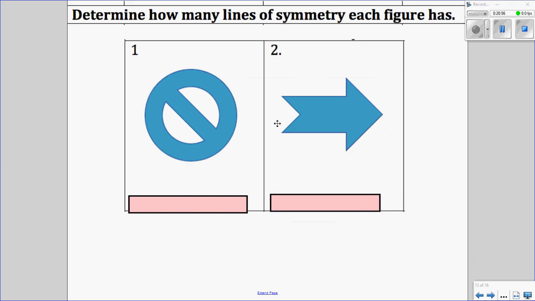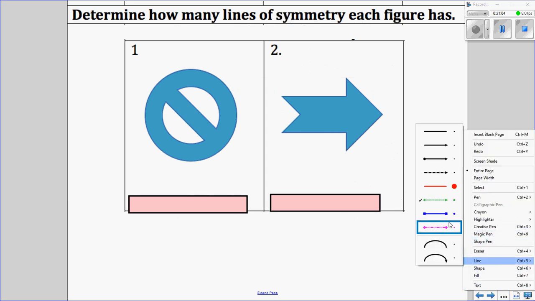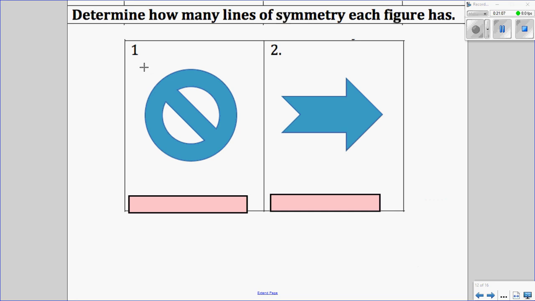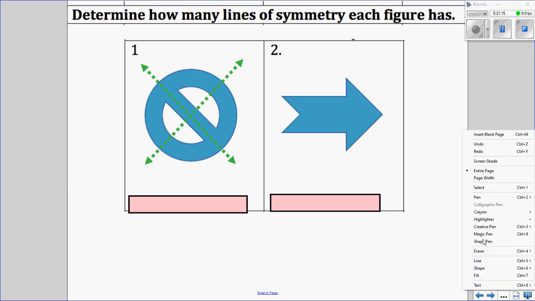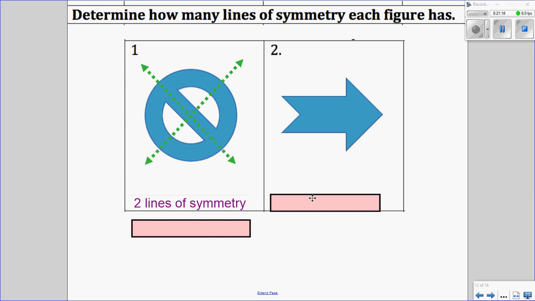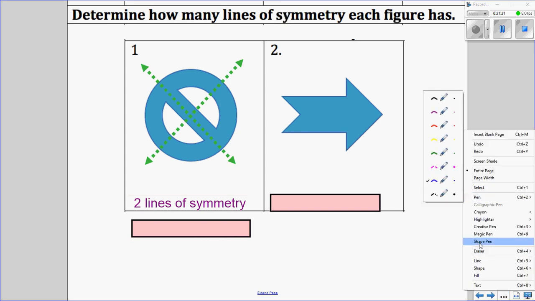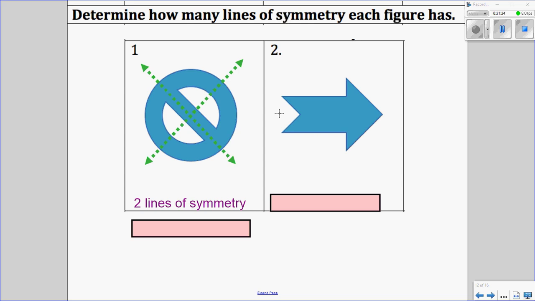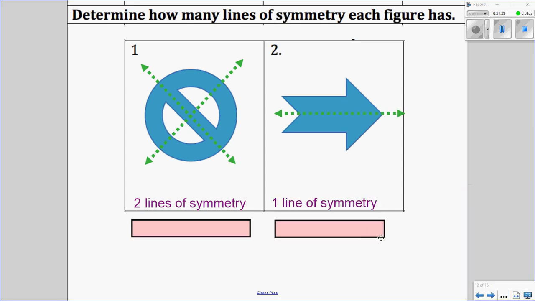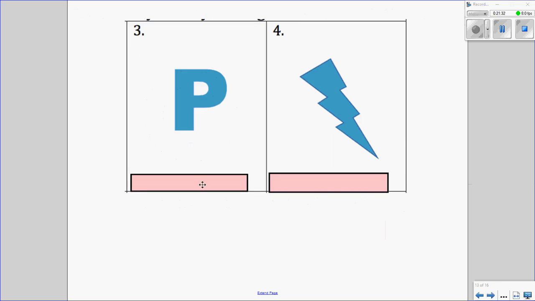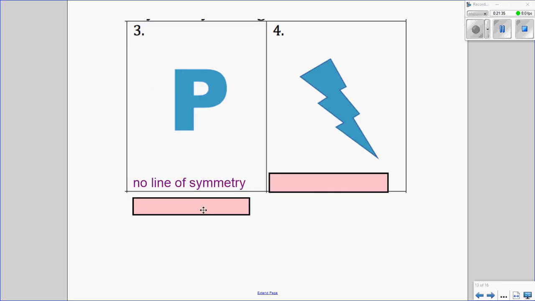Right. Some more examples. Determine how many lines of symmetry each figure has by looking at this. Let me go back to my line. We can split it this way. We can fold it this way. So there's 2 lines of symmetry. How about this? If you said 1, you are correct. 1 line. Let's go on to the next one. P. If you said none, you're correct.